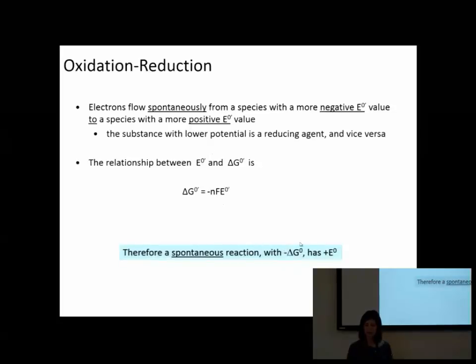Spontaneous reaction, of course we know, negative delta G is spontaneous. But now with the standard reduction potentials, cell potentials, positive cell potential. Really, I mean, put a star on this one because this is what we're taking home with this. This is what we're going to carry on from this part.